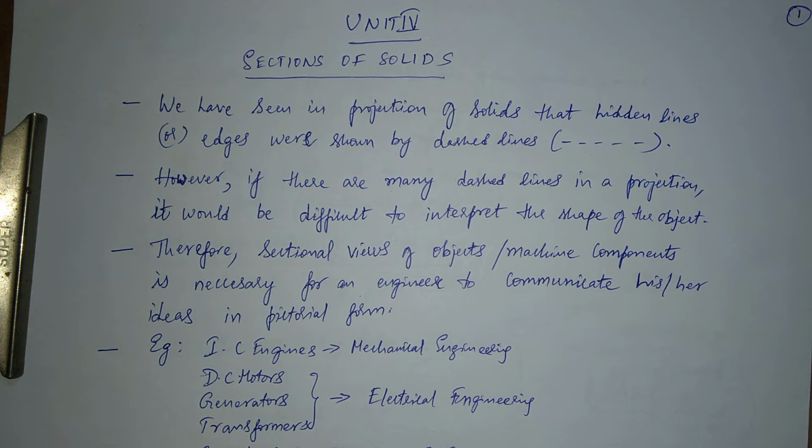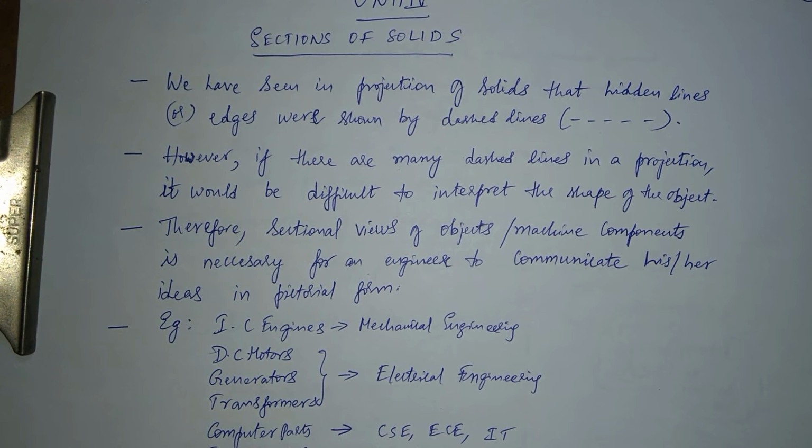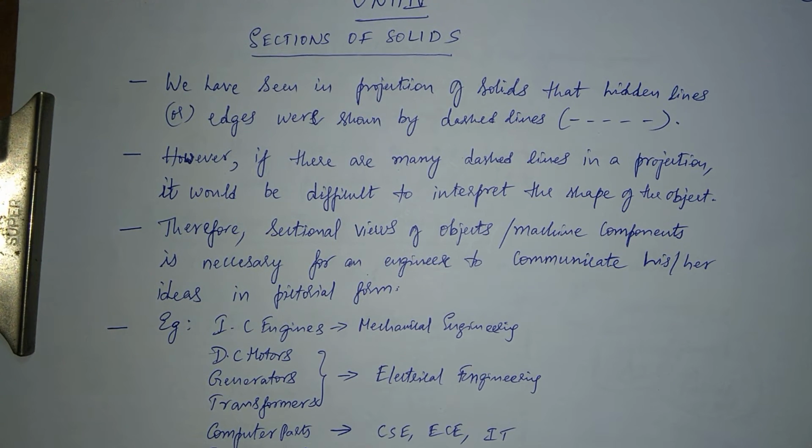If you have to manufacture a certain component, whether it be a transformer or a generator or an IC engine or any of the components to be made, if you're showing a lot of dotted lines, it will be difficult for the production engineer to make that part. So that's the reason why we have to go for a sectional view of the particular solid or the component or machine, whatever that is.